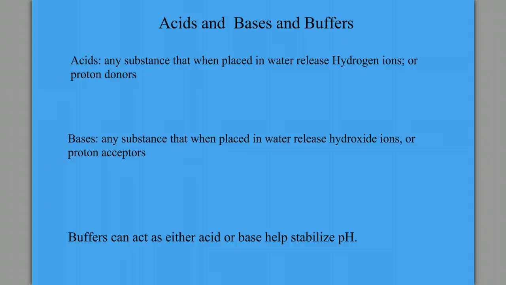Well, let's look at a definition of acids and bases. An acid is any substance that when placed in water releases hydrogen ions, which we said were just protons. So sometimes we say that they are proton donors, H plus ions. Bases are any substance that when placed in water release hydroxide ions, which is not completely all the way true, but we could also define them as proton acceptors, which is always true. And buffers then are substances that can act as either acids or bases that help stabilize the pH so it doesn't change very much.